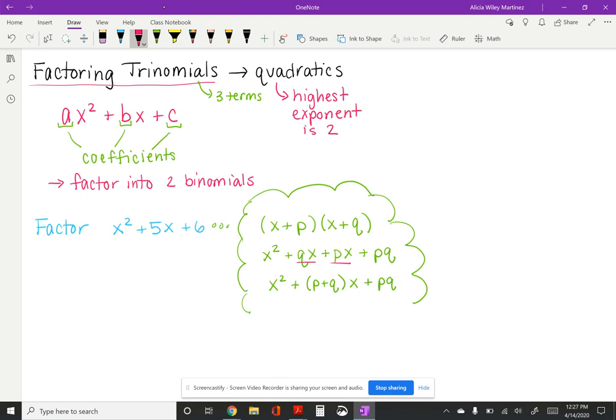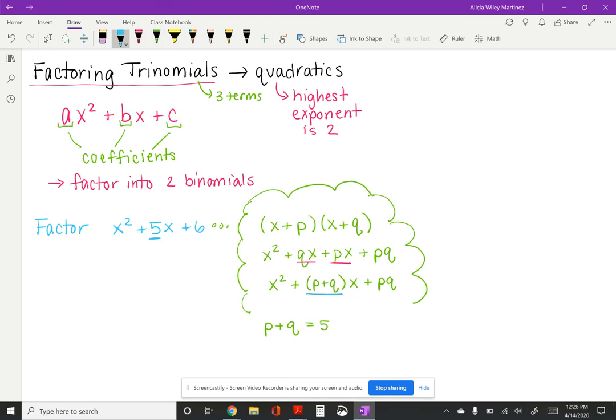this right here, let me get a different color. This coefficient of x here, p plus q, is going to be the coefficient of x, which if you look at our original problem, is 5, right? So that means the values of p and q need to add to give me 5. So I need my p plus q to equal 5.